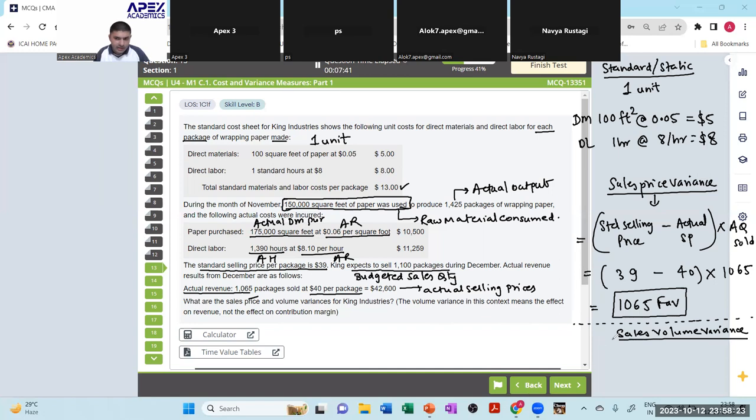What is sales volume variance? Actual quantity, or you can say standard also लिखो चलेगा, ऐसा कुछ फर्क नहीं पड़ता है. Standard quantity minus actual quantity multiplied by what? Standard price. What was the standard quantity? Budgeted sales quantity 1100. What is your actual? 1065. कितना बेचना चाहिए था? 1100. कितना बेच के आए?